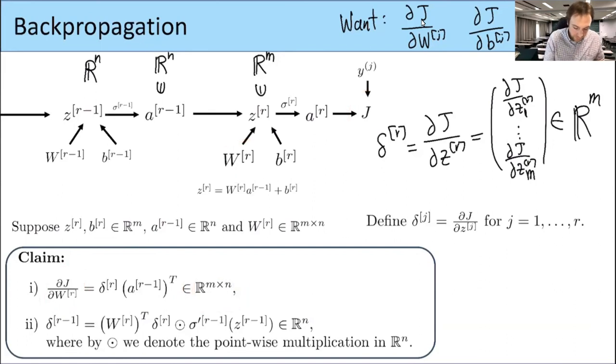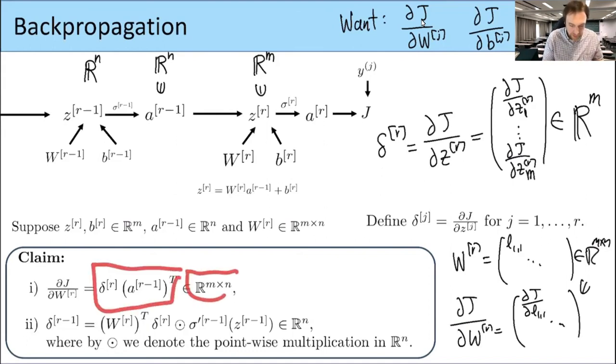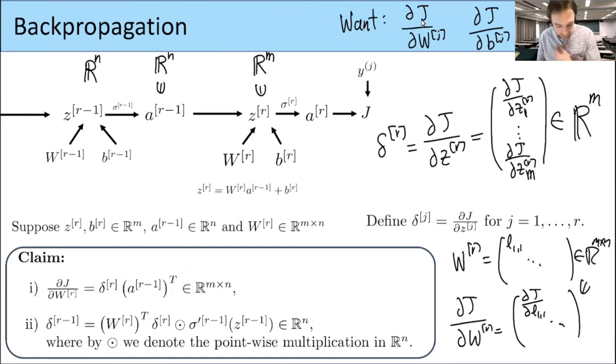And what this means, if WR, which we had before, has some entries w11 up to and so on, and if this is an m by n matrix, then this derivative with respect to this matrix, by this we mean we take the derivative with respect to these entries. So this has the same size. So at least this formula here gives the same size. And this part here I now want to calculate.